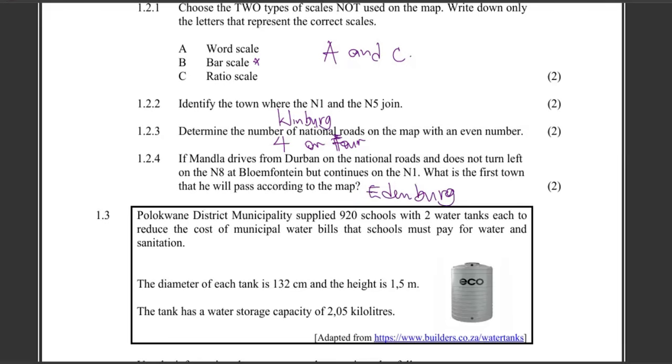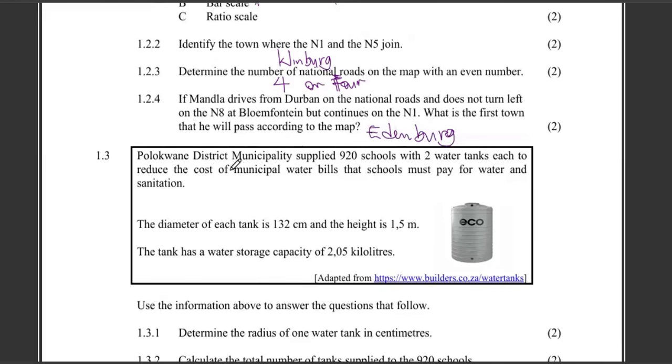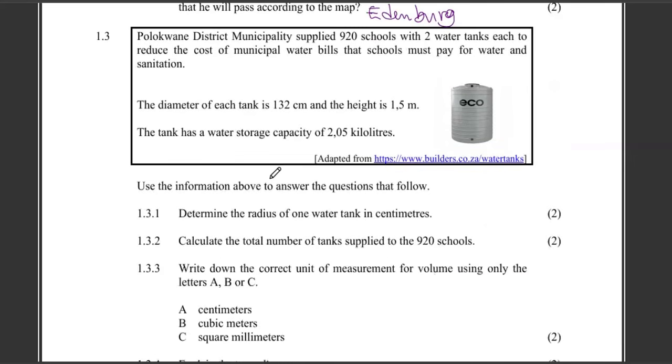So what does it simply mean? We are looking at this other one, 1.1.3. Polokwane District Municipality supplied 920 schools with 2 water tanks each to reduce the cost of municipal water bills that schools must pay for water and sanitation. The diameter of each tank is 132 centimeters and the height is 1.5 meters. The tank has a water storage capacity of 2.05 kiloliters. Use the information above to answer the questions that follow.